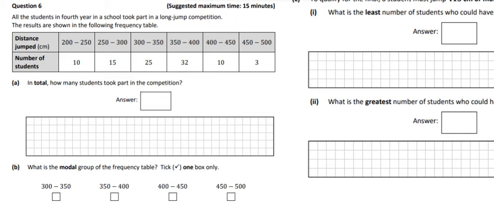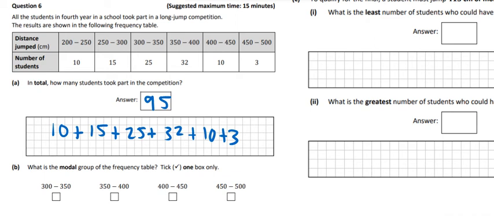In total, how many students took part in the competition? All we need to do is add up all the numbers. So 10 plus 15 plus 25 plus 32 plus 10 plus 3. If you put all those in your calculator, you should get 95. So 95 students.